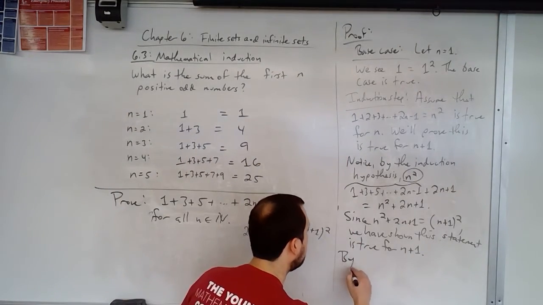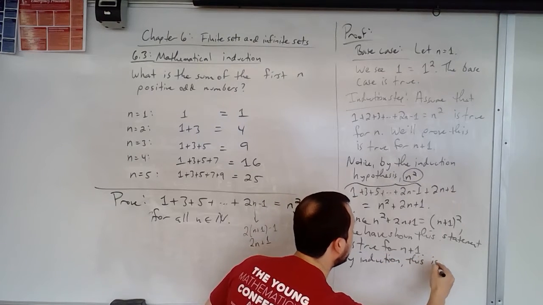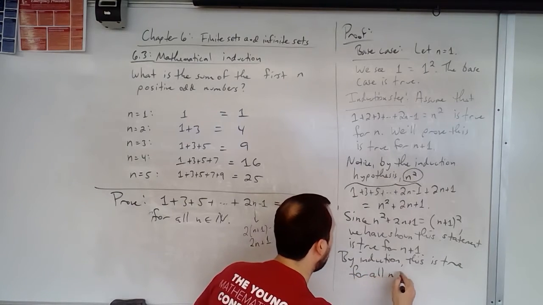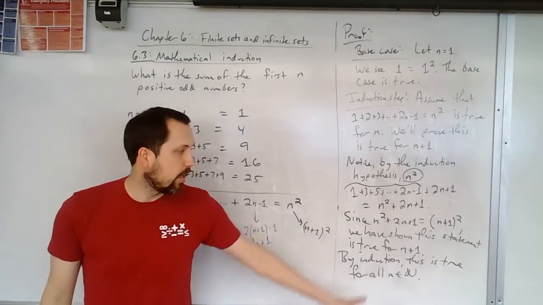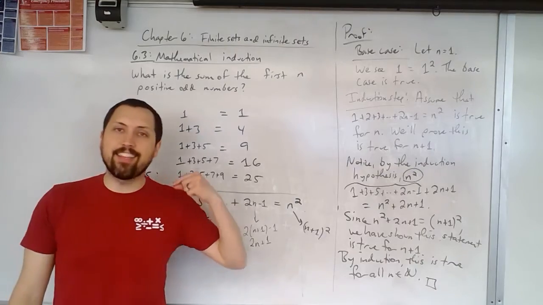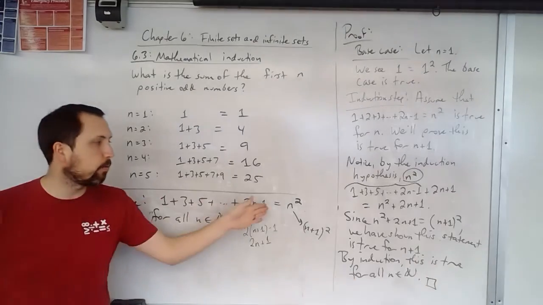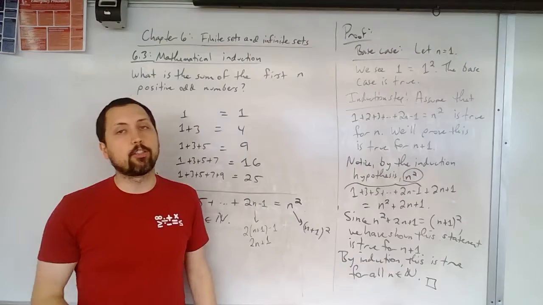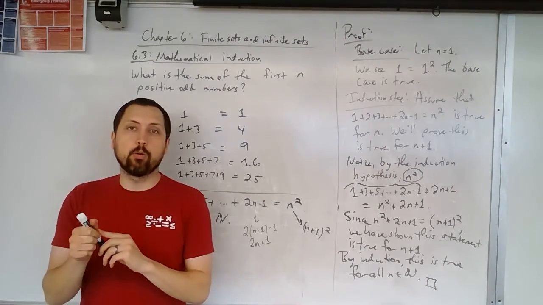So then, by induction, this is true for all n in the natural numbers. So again, we just have this concluding statement about how induction works, and then that concludes our proof. So we had this hypothesis that we based it off of by looking at some examples. We were able to come up with a formula, then we were able to prove it, and now hopefully you know that the sum of the first n odd numbers becomes n squared, which I think is a cool result.